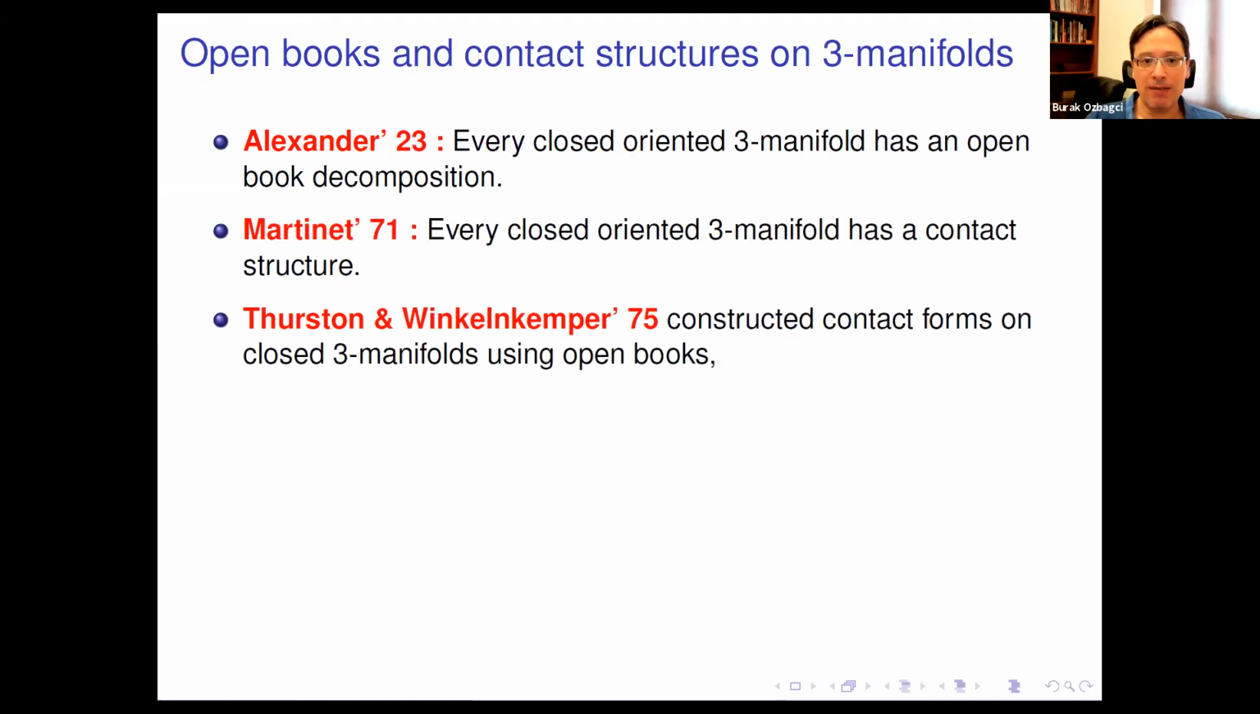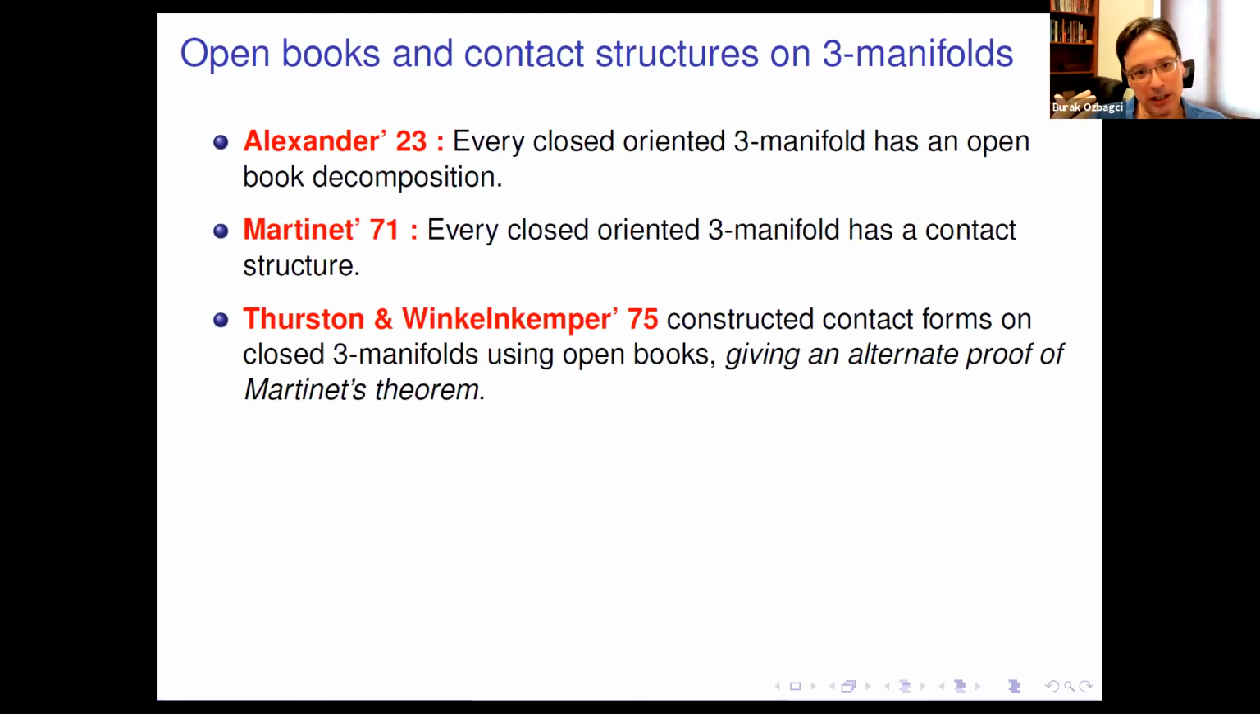In 1975, Thurston and Winkelnkemper noticed that they can actually construct contact forms on closed 3-manifolds using open books, giving an alternate proof of Martinez's theorem. So the proof of Martinez originally is very different from this. It was an idea of Thurston and Winkelnkemper, a very short paper where they introduce how you can construct contact forms using open books, just like Thurston put a symplectic structure on a fibration over a surface.